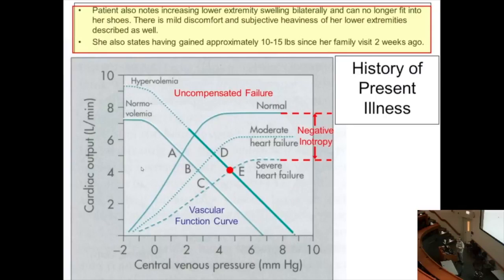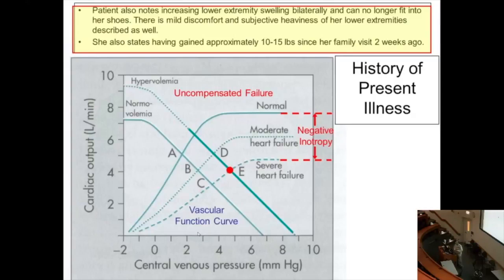That's what it is. When you see a relationship where the cardiac output is going up with central venous pressure, that must be the cardiac function curve. And that's the one you change with inotropic state. When you see a relationship where the central venous pressure is going up as the cardiac output falls, that's the vascular function curve. And that changes with things like retaining fluid or changing the resistance. Okay?